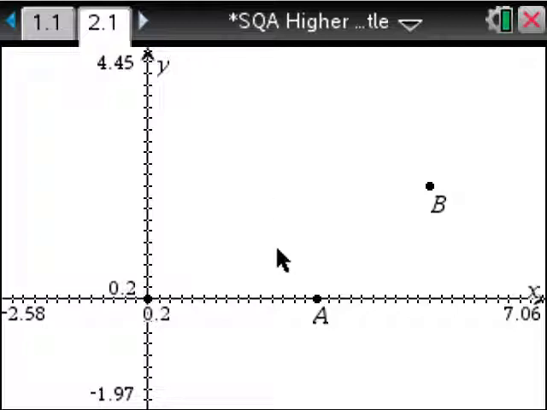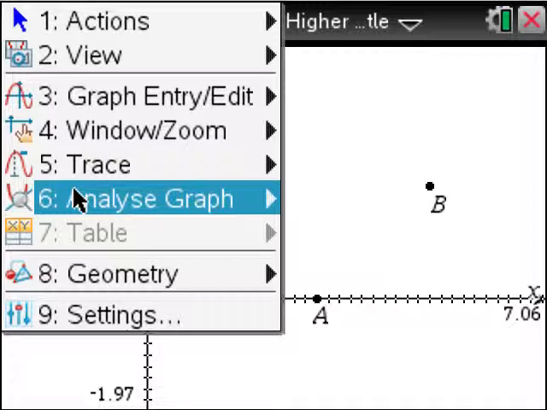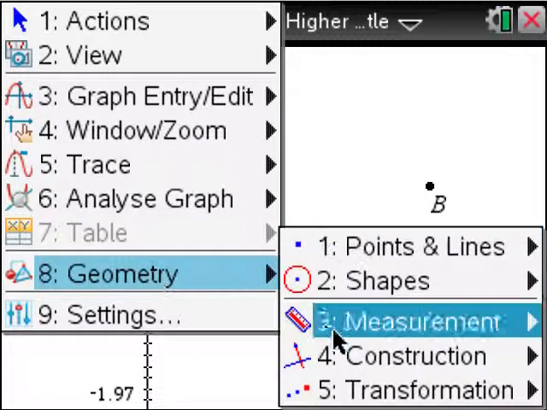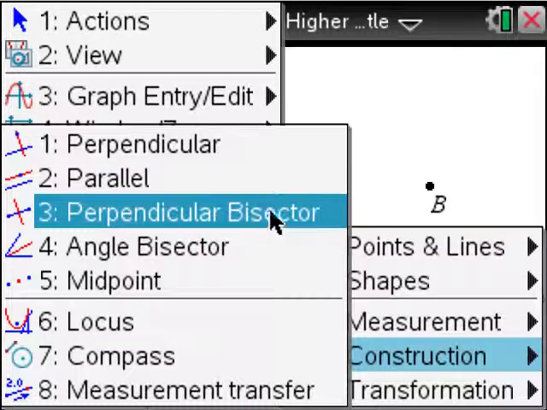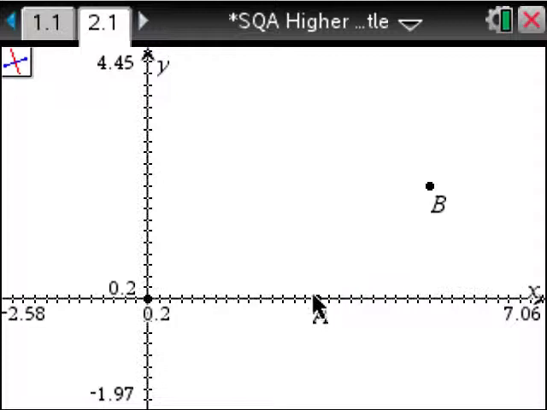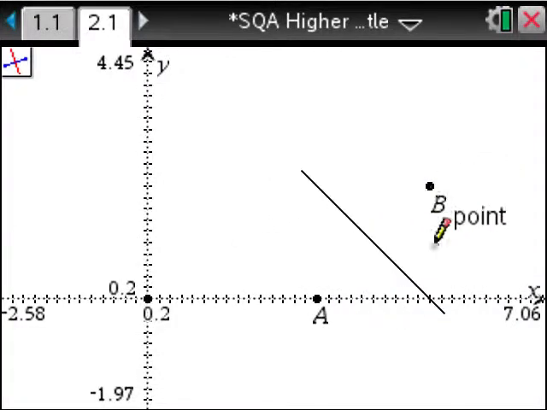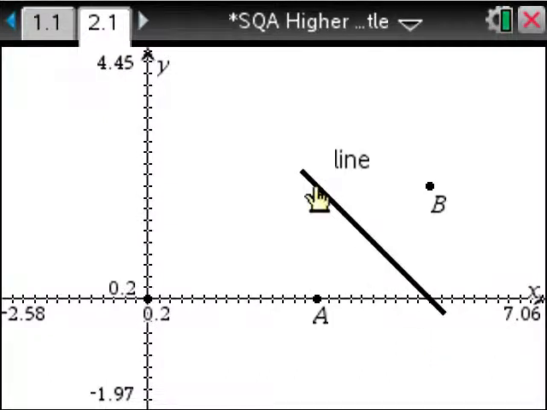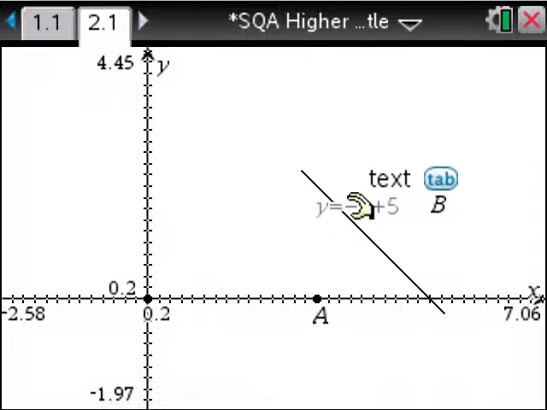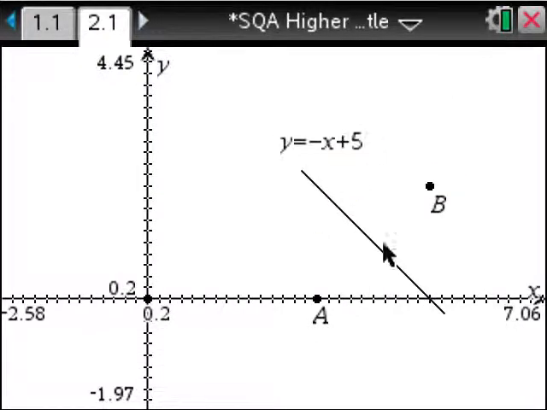Now we're told to work out the equation of the perpendicular bisector of AB. Well, if I do menu, geometry, construction, I've got perpendicular bisector. If I choose point A and I choose point B, this line that's just turned up is the perpendicular bisector. So I'll just press escape. If I go over it and press Control menu, the equation of this line is y equals negative x plus 5. So that should check with any algebra you may have done.